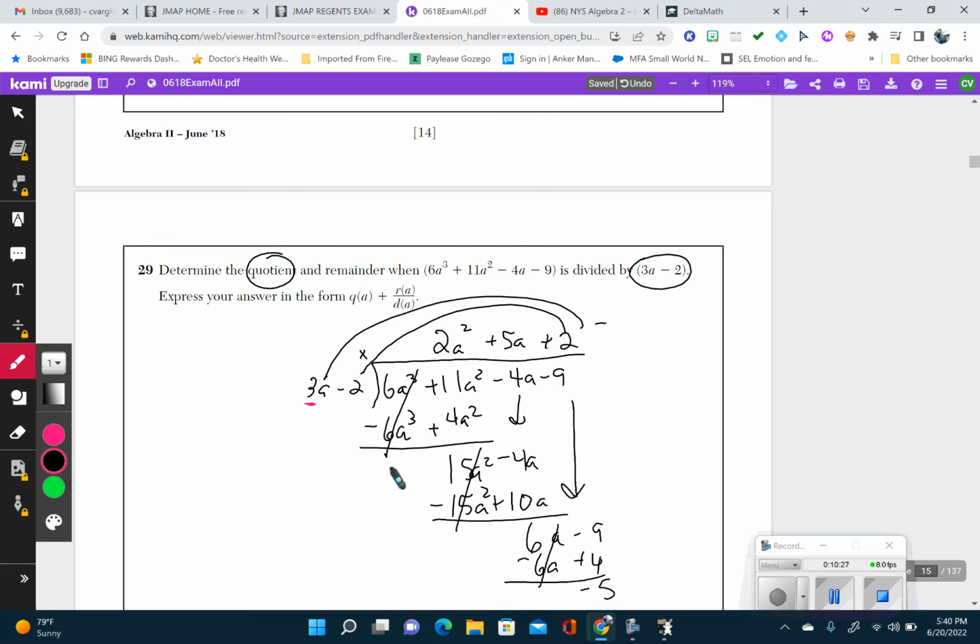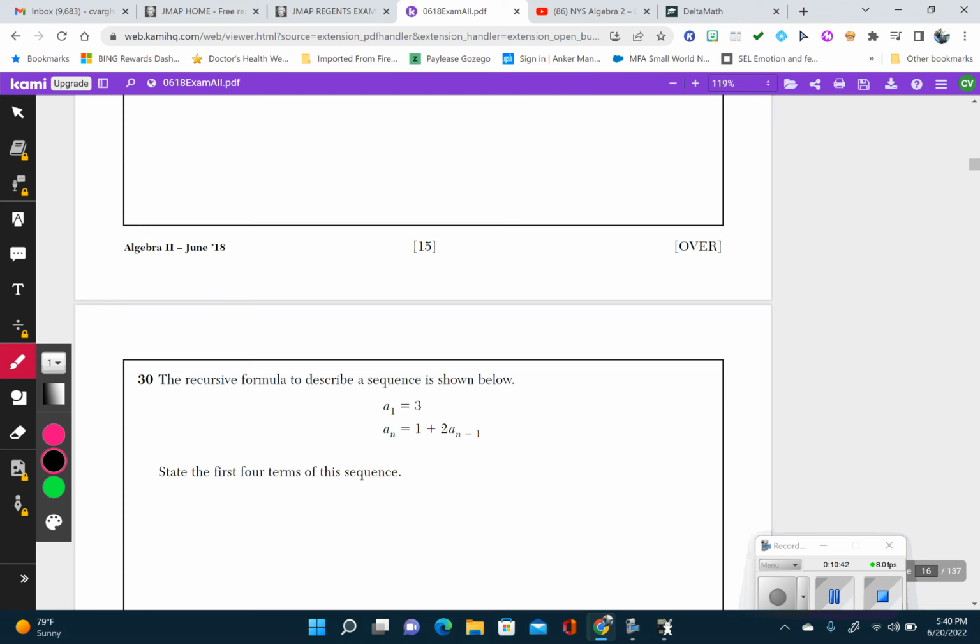So you're going to put -5 over the number that you're dividing by, which is 3a minus 2, on the bottom. So this is going to be your final answer. Here's the quotient, and here's the remainder. Okay, -5. All right, good job.